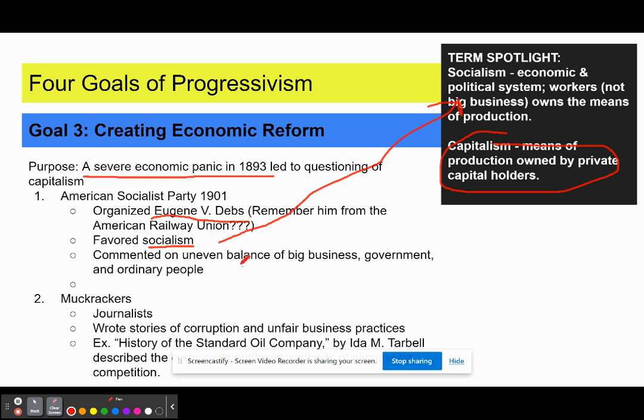And he basically was saying that there's an uneven balance between big business, government, and people. Okay. You don't have to put all those little descriptors in. You can say that uneven balance between business, government, and people.